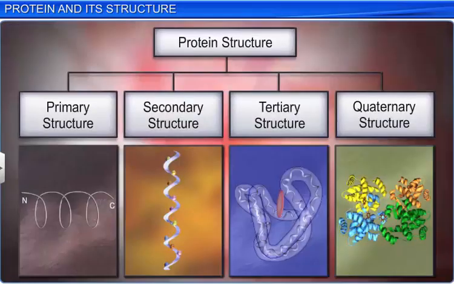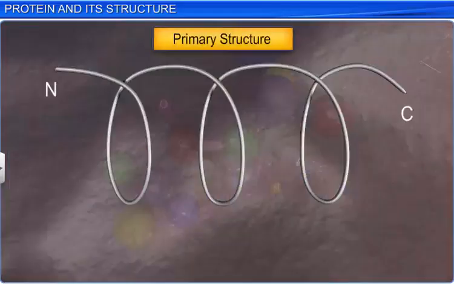However, biochemists have described the protein structure at 4 levels: primary, secondary, tertiary, and quaternary structure. Let's learn more about them. The primary structure is the simplest structure, which refers to the positional information of amino acids in a protein.